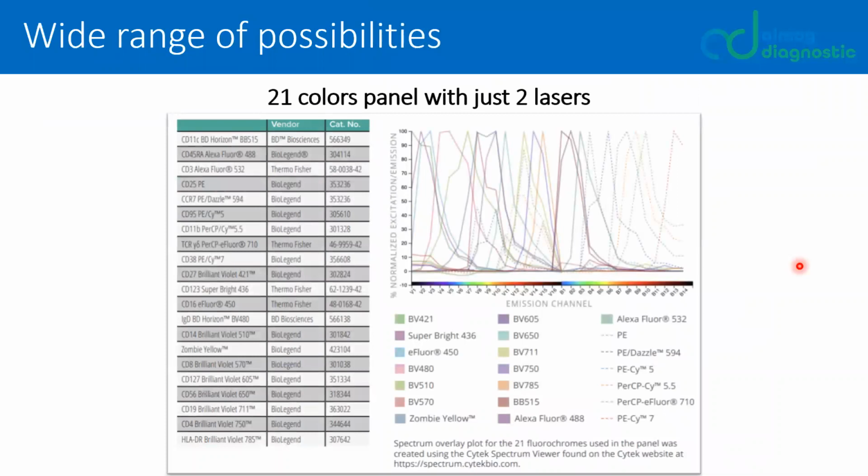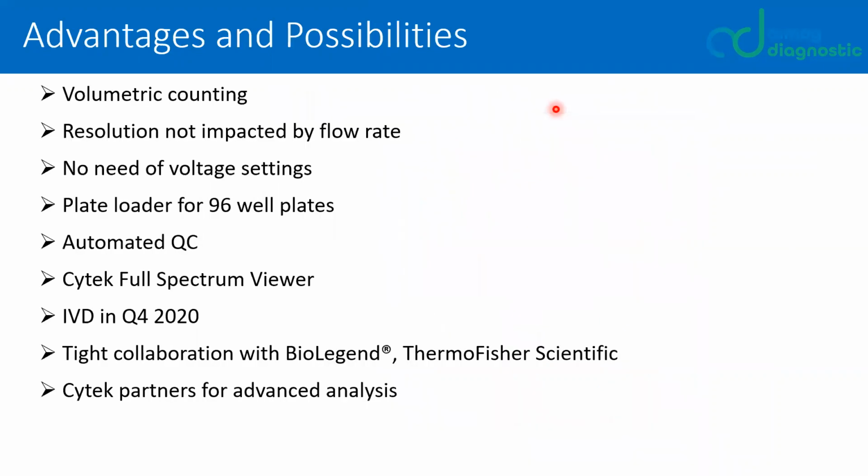Of course, there is another option of a 21 color panel with just 2 lasers, and it goes up and up. We can today achieve 40 color panels on 5 laser instruments. So you really don't need to worry about the optical configuration of the instrument, because any dye excited by the laser can be analyzed.